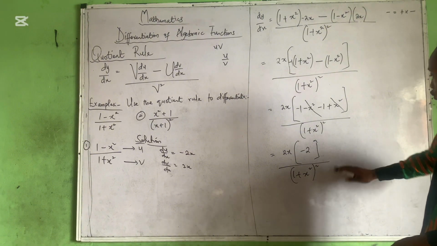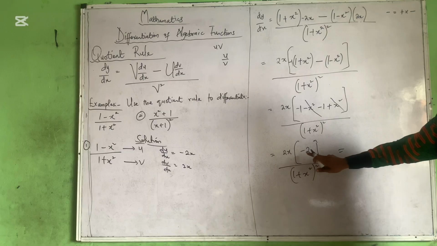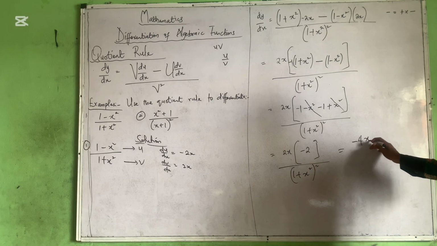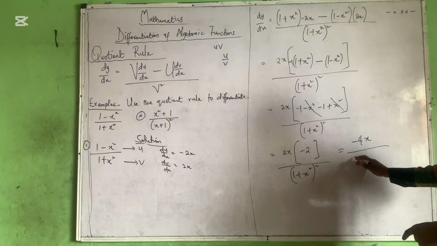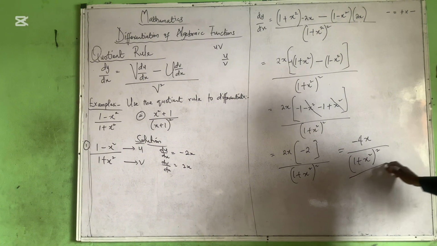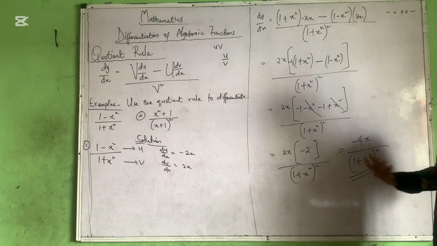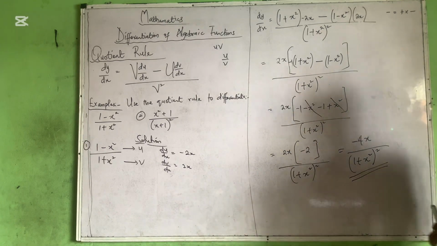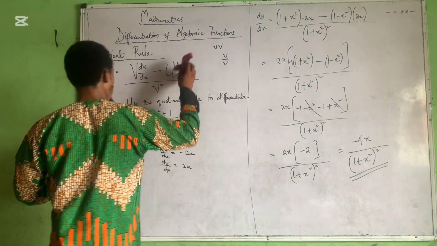So at the end of the day, 2x times 2x. 2x times minus 2 is minus 4x. Everything over 1 plus x squared, then raised by 2. That's our dy dx. So that is it for number 1. Now let's have number 2.